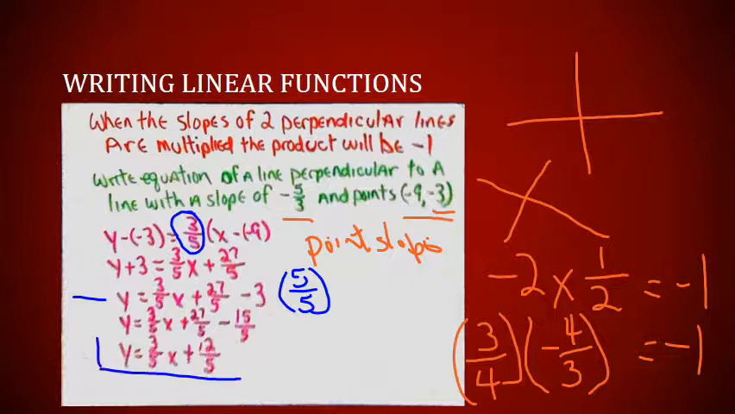And my final answer for a line perpendicular to another line that has a slope of minus 5/3, and the line that I'm asked to write is traveling through the point minus 9, minus 3, well, the equation for that line is going to be y equals 3/5 x plus 12/5. Can't get much better than that.